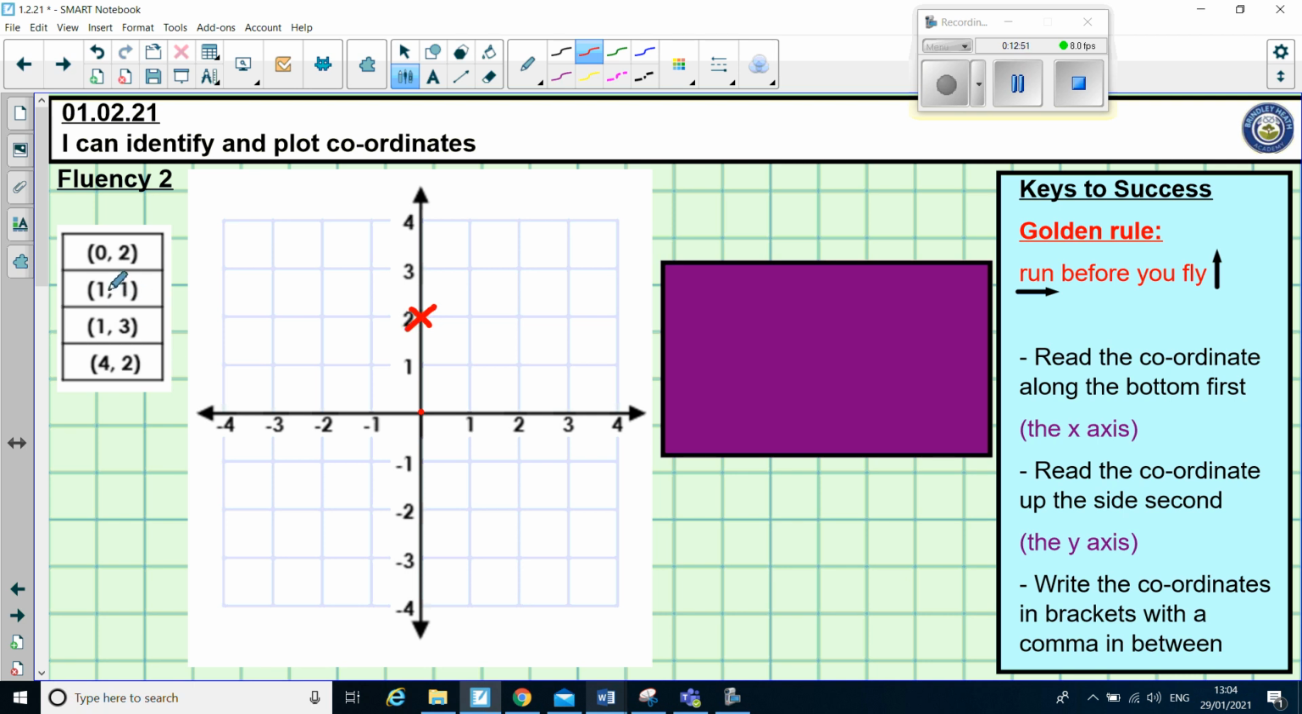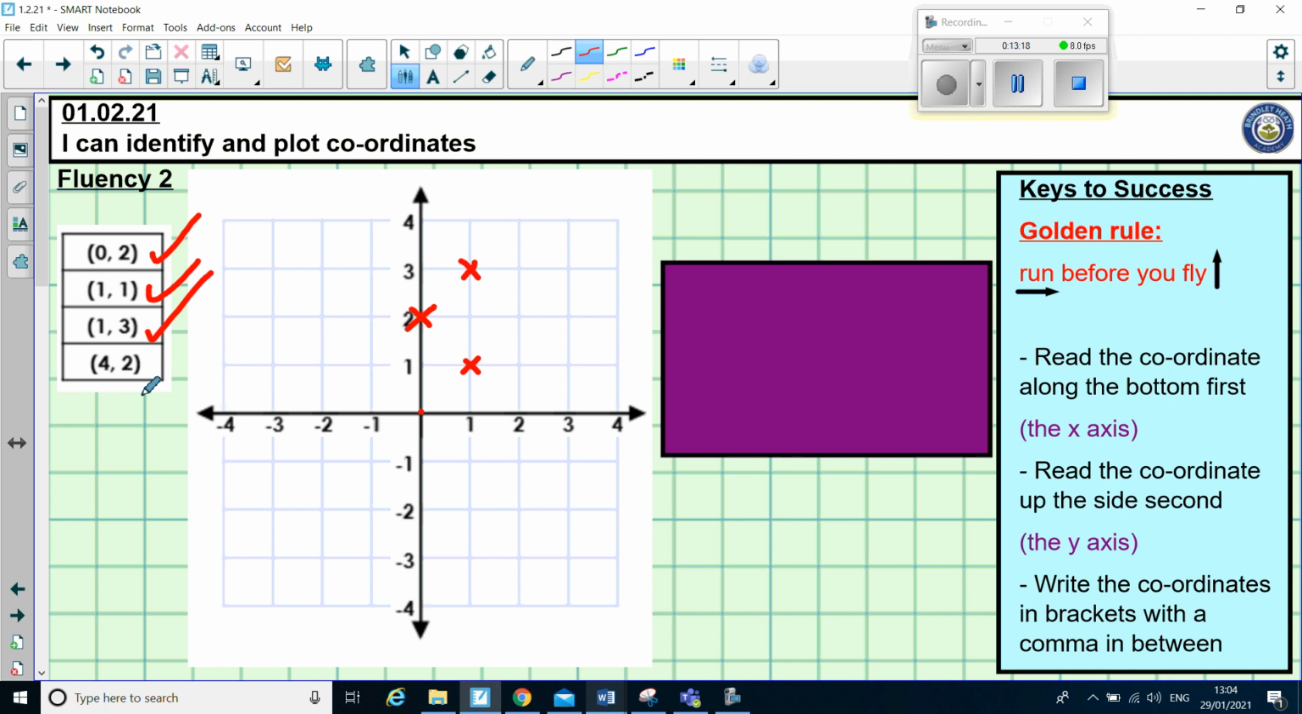Next coordinates then, I've got 1, 1. So first of all, I found 1 along the x-axis and then 1 along the y-axis, and I can plot it with a cross. I've done that one. Next coordinate is 1, 3. So I find 1 along the x-axis and I find 3 along the y-axis, and I plot it with a little cross.